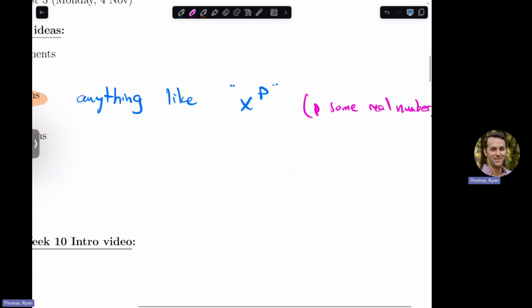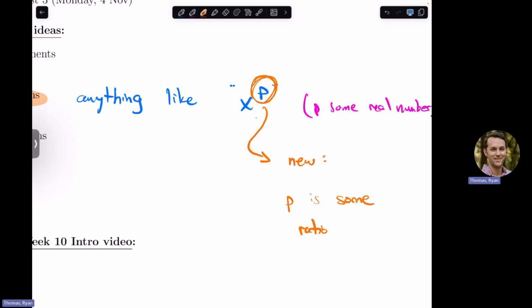Which means really what we're going to be looking at, what's new, is where p is some rational number.